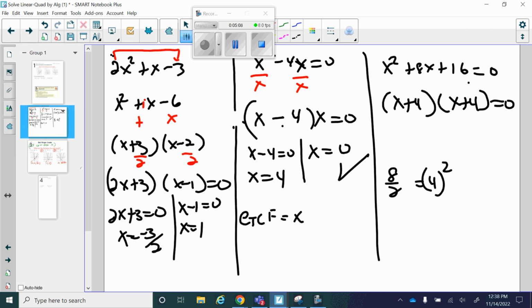So my factors are just x plus 4 and x plus 4. Set it equal to 0: x plus 4 is equal to 0, and x plus 4 is equal to 0. So my answer is just x is equal to -4 because they're the same.